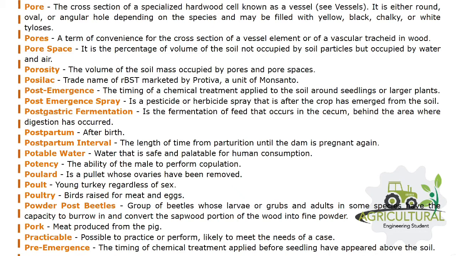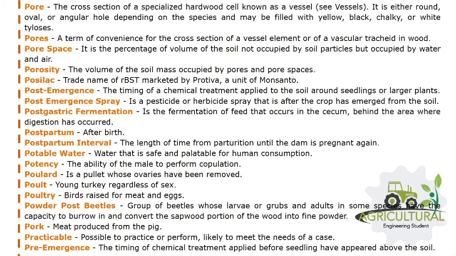Pore space, the percentage of volume of the soil not occupied by soil particles but occupied by water and air. Porosity, the volume of the soil mass occupied by pores and pore spaces. Posilac, trade name of rBST marketed by Praxis, a unit of Monsanto.